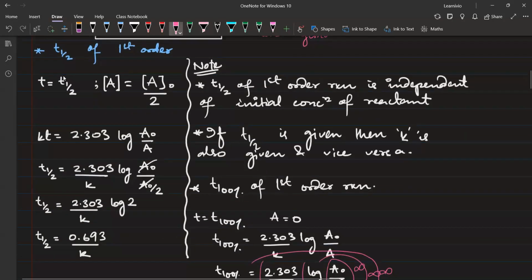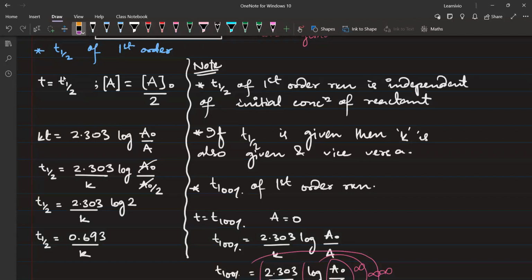Now we know that T half is the time at which the concentration of reactant has reached the half value of the initial concentration. Initial का आधा हो चुका है. So the remaining concentration that is given by A will be equal to A naught by 2 because that is the remaining concentration. Now I will plug in the values. Kt is equal to 2.303 log A naught upon A. This is the general expression for the first order integrated rate law equation. I will put t is equal to T half and A as A naught by 2 because at T half A will be equal to A naught by 2.